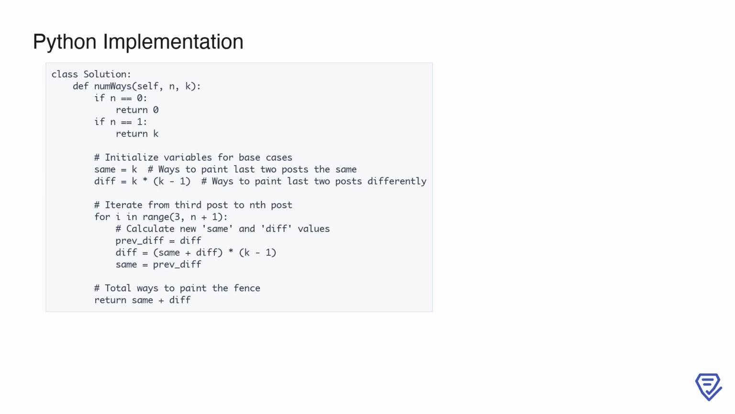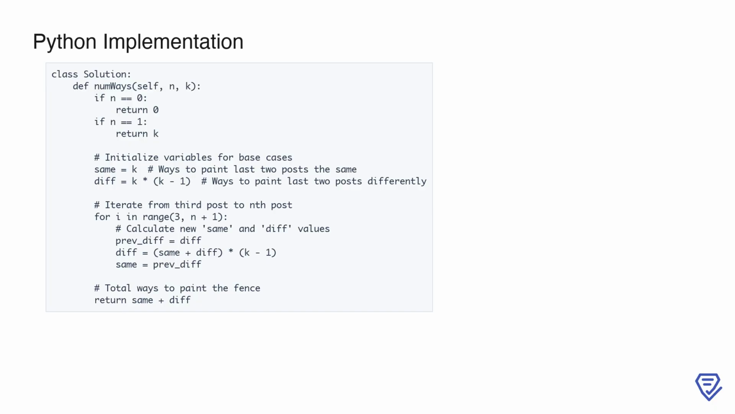This implementation solves the paint fence problem using a bottom-up dynamic programming approach. The goal is to calculate the number of ways to paint n fence posts with k colors such that no more than two adjacent posts have the same color. We start by handling base cases. If there are no posts, n equals 0, the result is 0. If there is only one post, n equals 1, it can be painted in k ways.